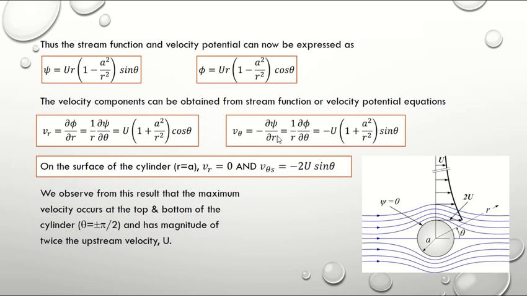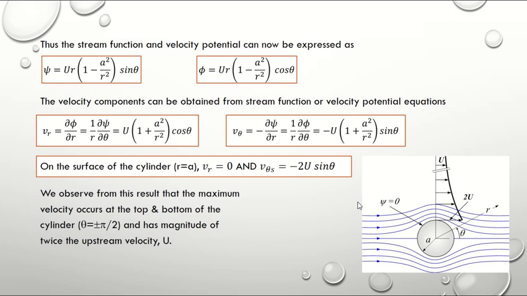Differentiate with respect to r for the psi, and with respect to theta for the velocity potential, and then the final equation we obtain is minus U (1 plus a squared over r squared) sine theta.